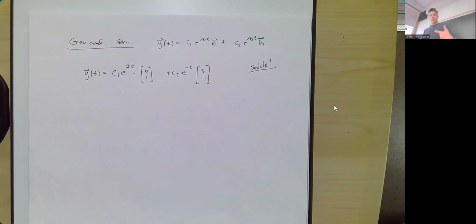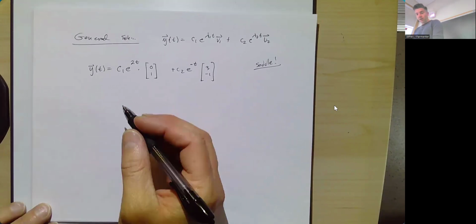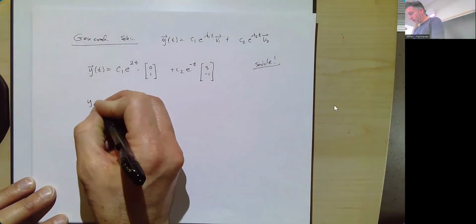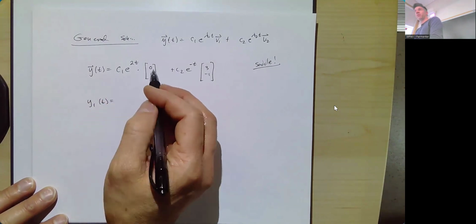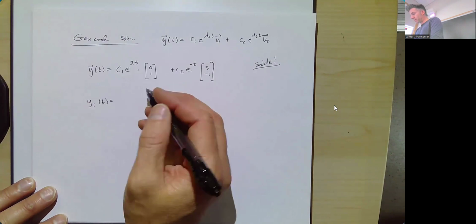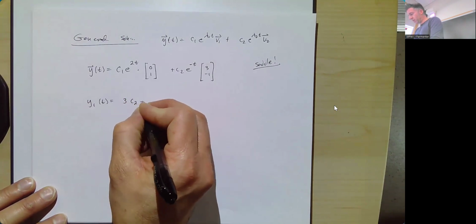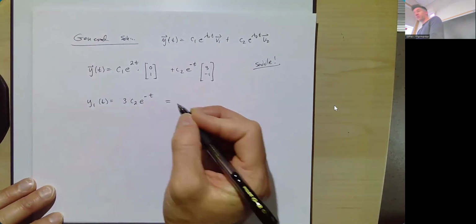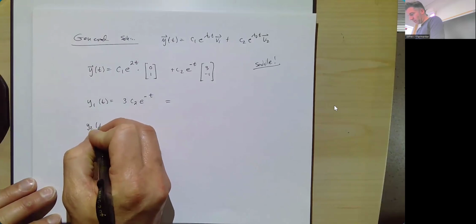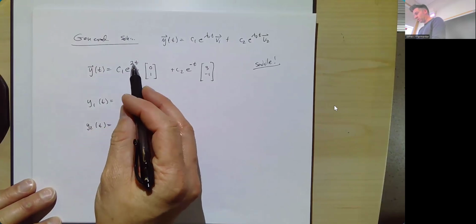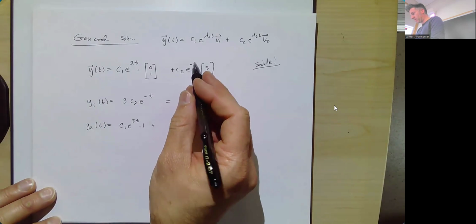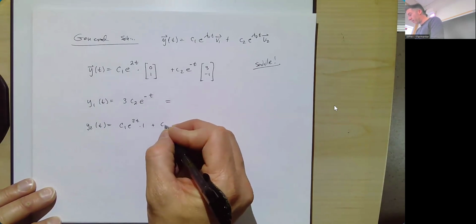So now we're going to substitute back what the y1s and the y2s were equal to in terms of x1 and x2. Let's write this out a little more. What we have here is that y1 of t equals none of this first part, right? I'm looking at the first row, plus 3c2 e to the negative t. That's y1 of t. And y2 of t is equal to c1 e to the 2t times 1 plus c2 e to the negative t times -1. I should not have written the plus sign there.